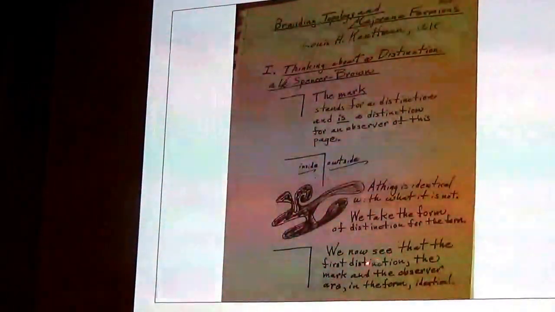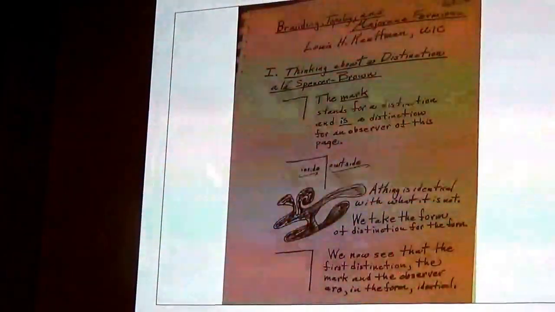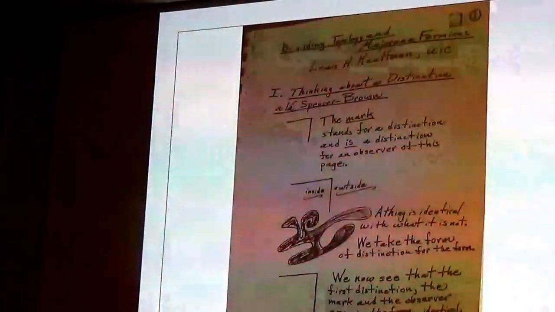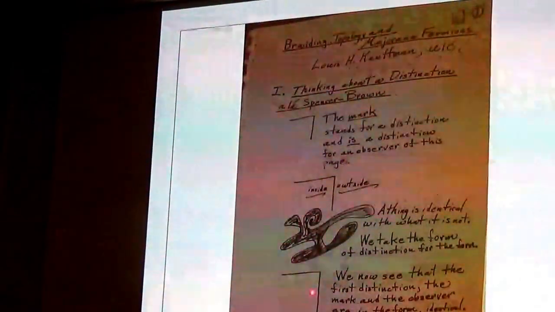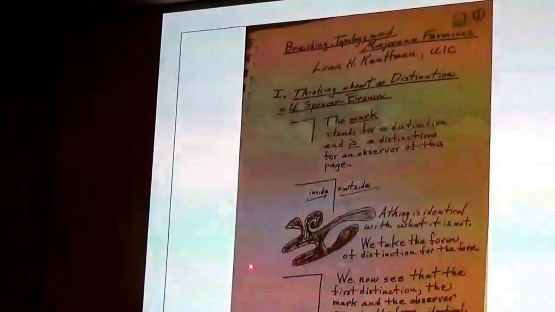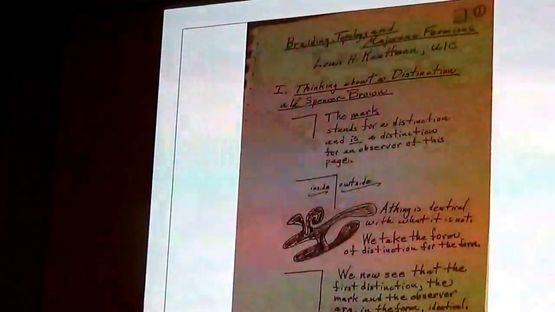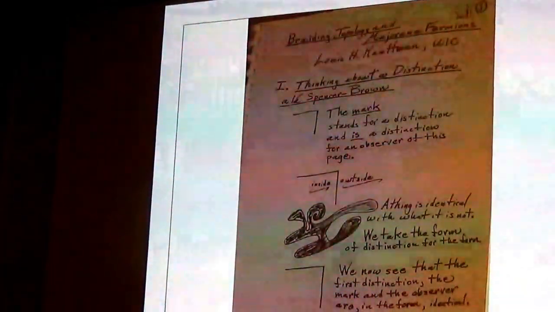And we now see that the first distinction, the mark and the observer, are in the form identical. So in that view, a distinction comes along with an awareness, and that awareness actually is the distinction. The distinction is not this mark on the page. The distinction is the entire circle of awareness that is creating the distinction that you mean when you see the mark.